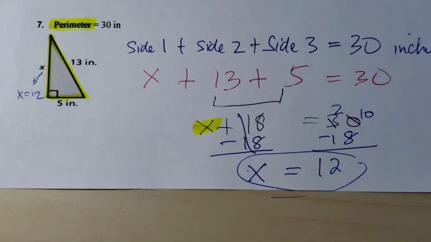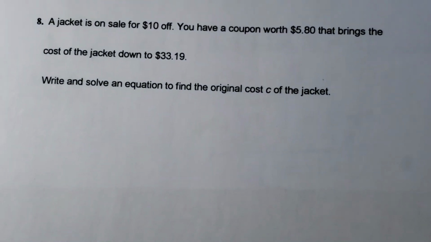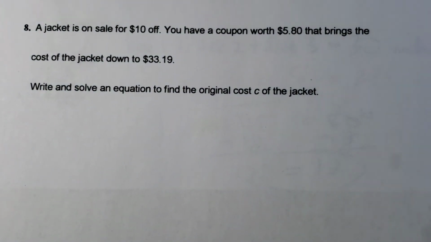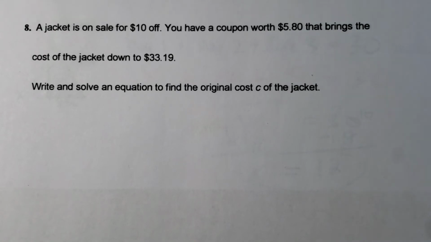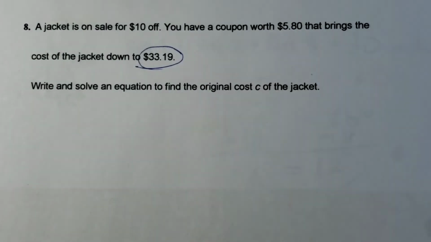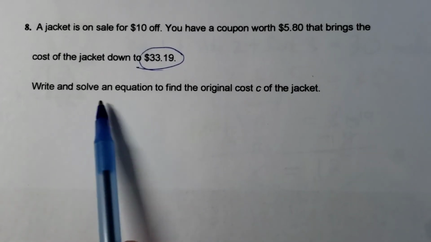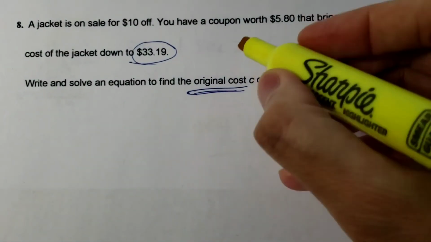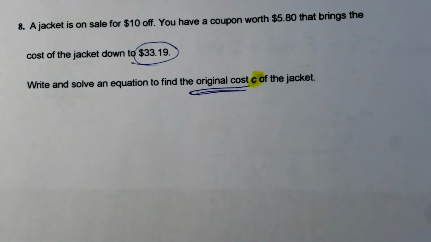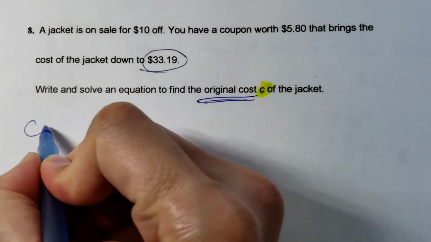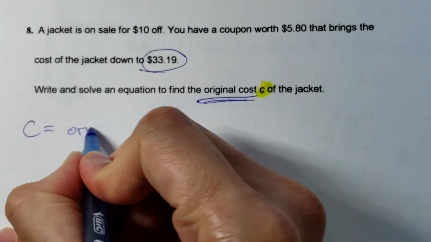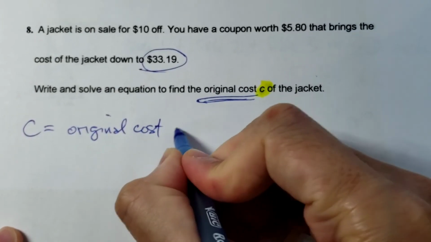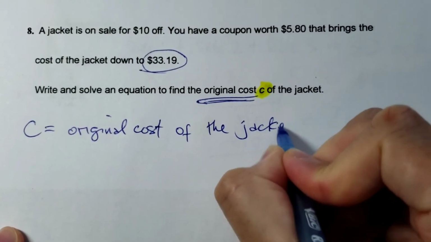I do have one problem here. It's a word problem. Hopefully we can do it. Now, it says here a jacket is on sale for $10 off. You have a coupon worth $5.80. That brings the cost of the jacket down to $33.19. Write and solve an equation to find the original cost, which is represented by C of the jacket. So we do not know the costs of the jacket. So C is equal to the original cost of the jacket.